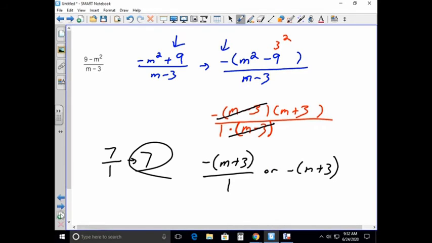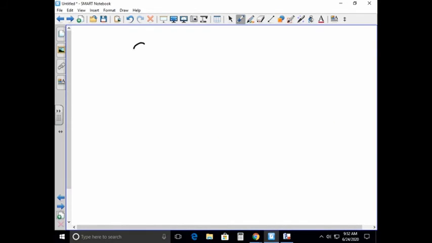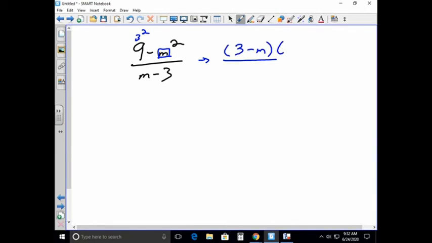Now let's do this one another way, because this is going to come up from time to time. We could factor this directly. Instead of pulling a negative out and then factoring it, we could say, well, 9 is a square and this is a square. So we could just write that as 3 being squared and m being squared, and then put a plus in between them. And that's a factor.